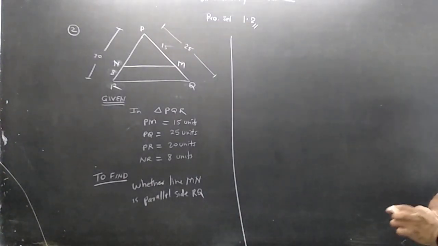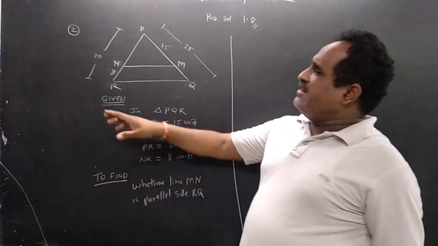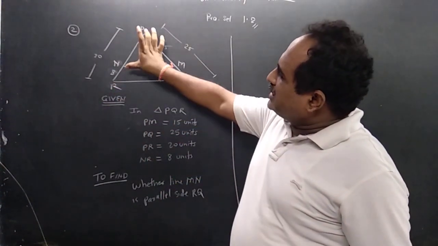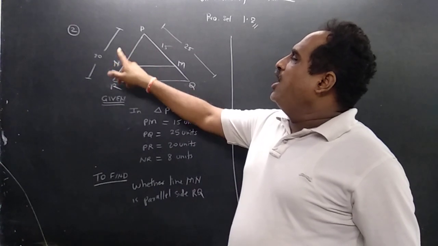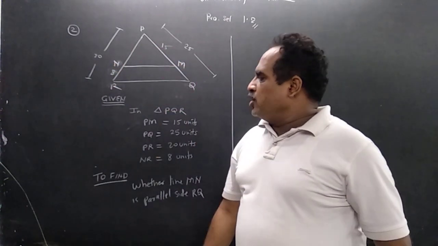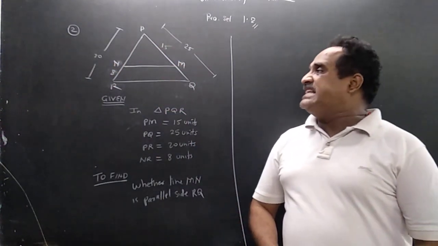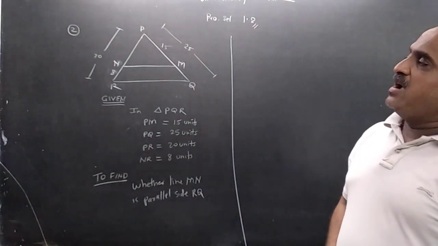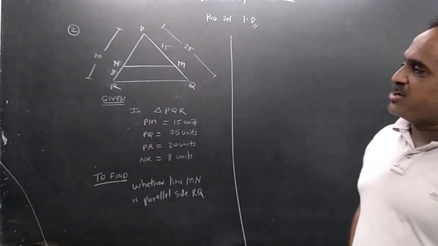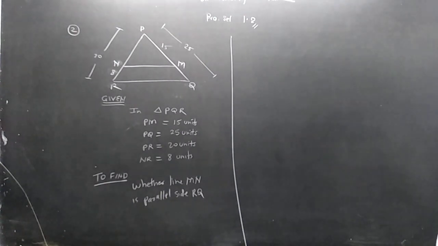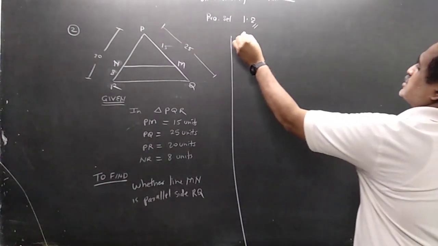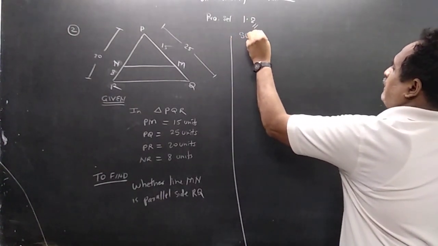See, looking at this we can tell that the value of PR is given, so you can easily find the value of PN, and if we find their ratio, we can find out. Therefore in this case we are going to make use of the converse of the basic proportionality theorem. But before that, we are going to solve it. Solution.